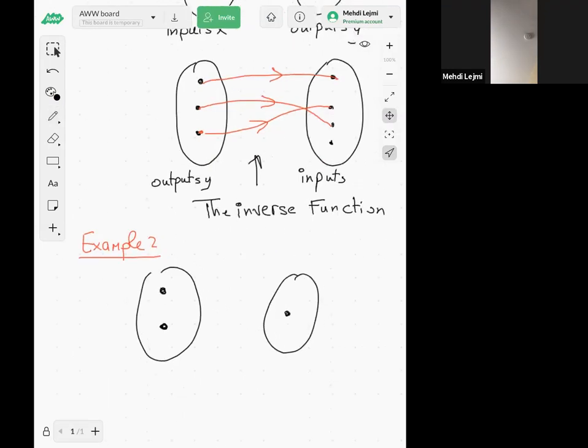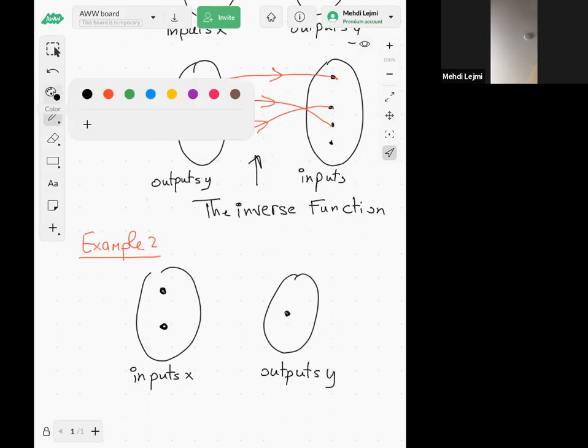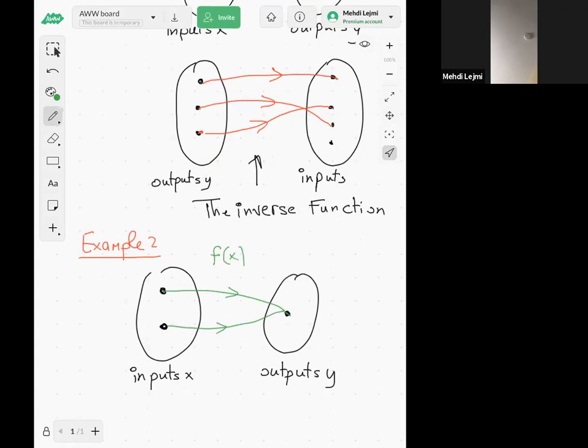So this is my inputs X, and this is my outputs Y. Let's say you have this function F. So this point here goes to this one here, and this one here goes here, right? This is my function F. It's a function because for each point from the first set, there's exactly one point in the second set. So it's a function here, right?